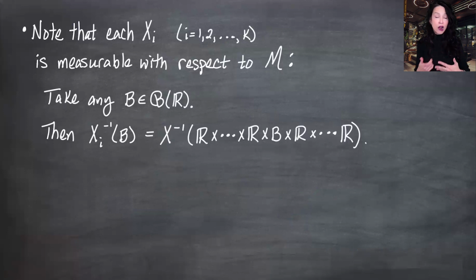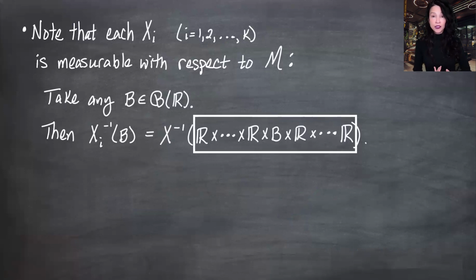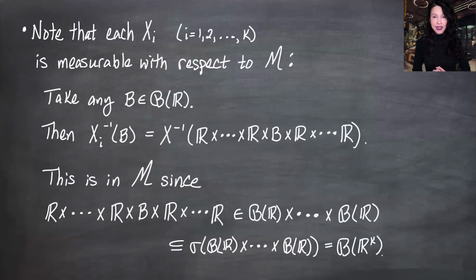R cross R cross R, eventually cross B, cross R, and all the R's. So I've got a lot of R's here. I've got K of them, and 1 B in the ith position. Again, the things that map into the set B, which is in the ith coordinate plane over here, are the things that map into the space for which the ith coordinate is in B. Curly M was defined to be all sets of the form X inverse of Borel sets. So is this a Borel set on R^K?